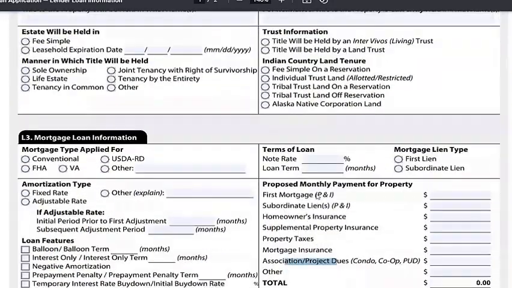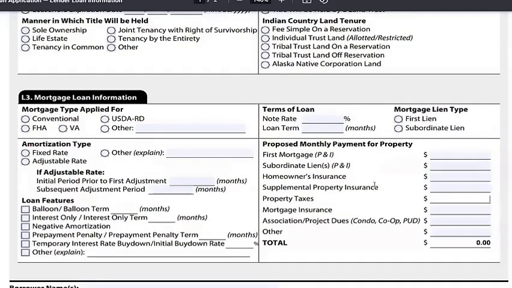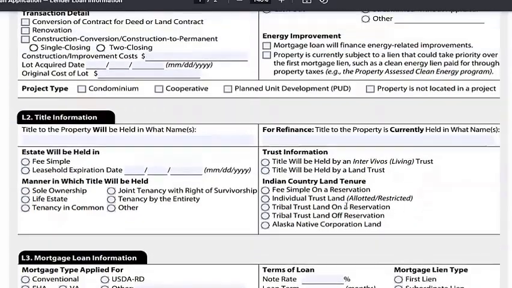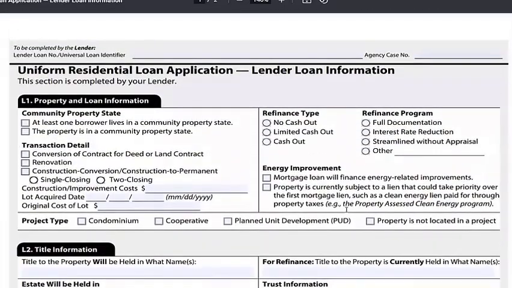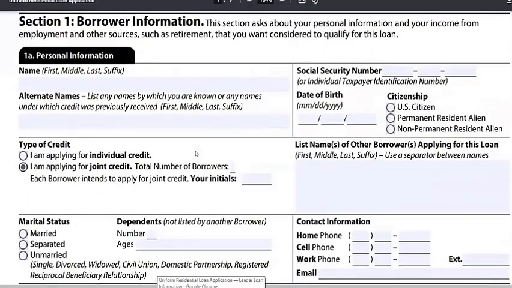And what type of loan it is going to be. So first mortgage and subordinate lien, homeowner insurance supplement, right? Now the loan type first. This is how it is in the lender's loan information, whereas the borrower information is going to be the borrower's personal information first, name.